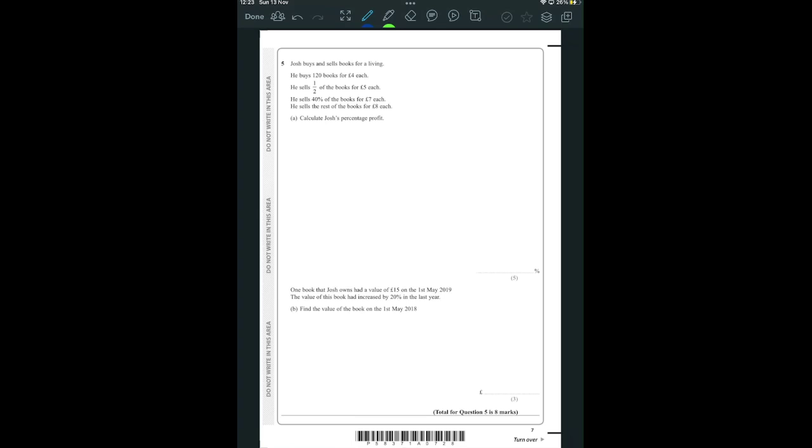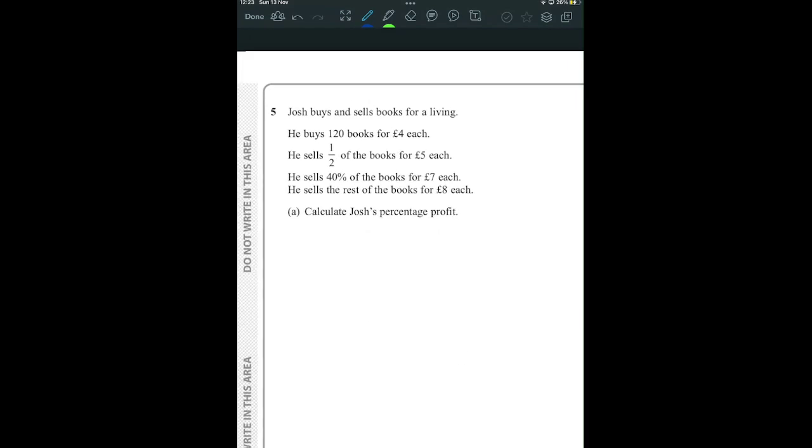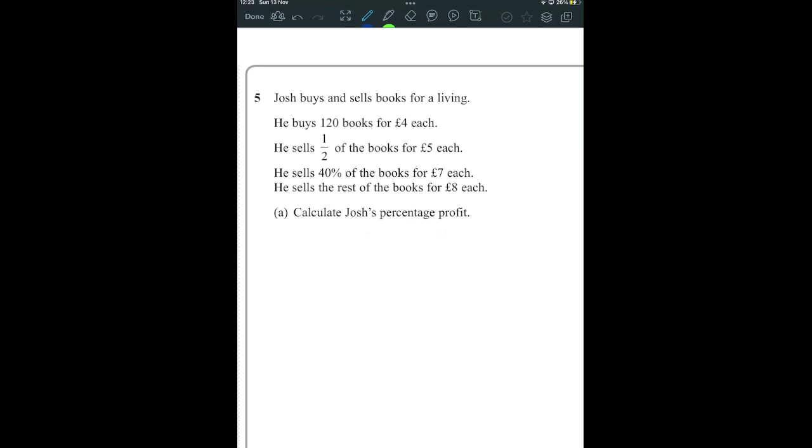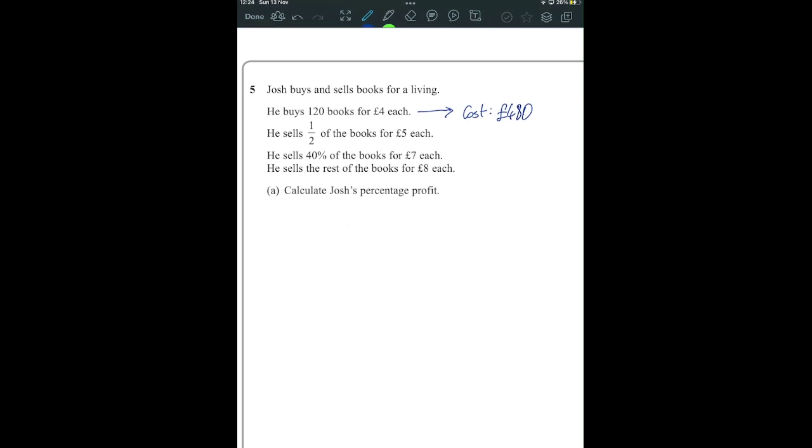Question 5. A very wordy question. John buys and sells books for a living. He's going to buy 120 books for £4 each. The way I like to tackle these questions is each time I see part of the wording, I work out the relevant thing. So directly here, this is telling me the total cost is 4 times 120, 480. We're then going to sell half the books. Well, half the books is 60 of them for £5 each. So that's an income of 300. 6 times 5, 60 times 5.